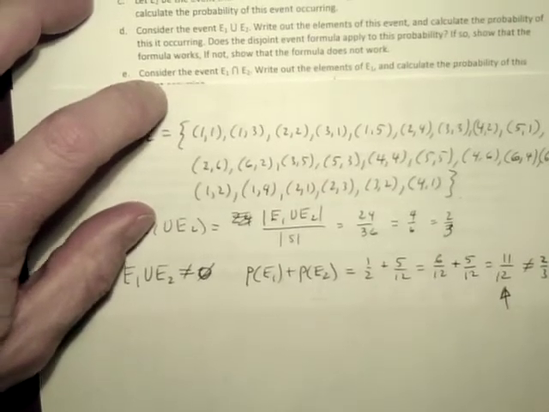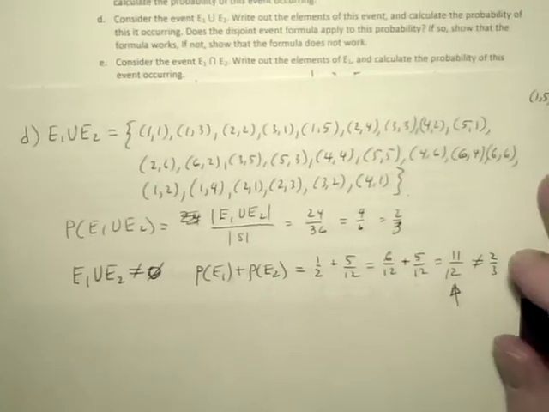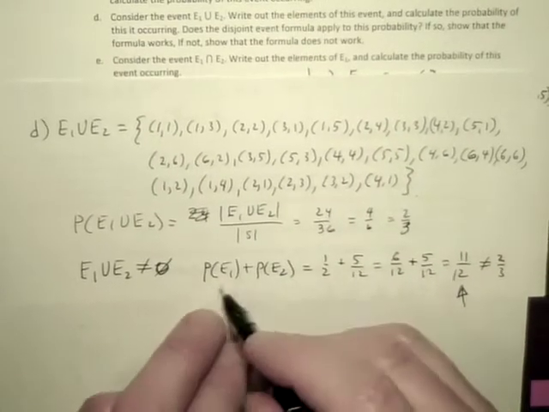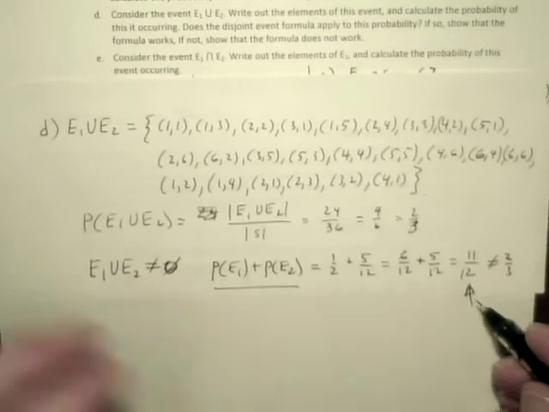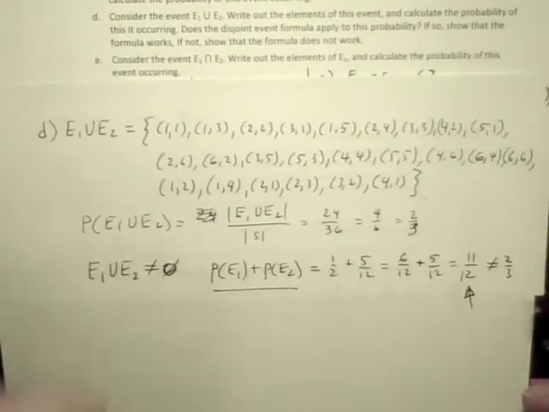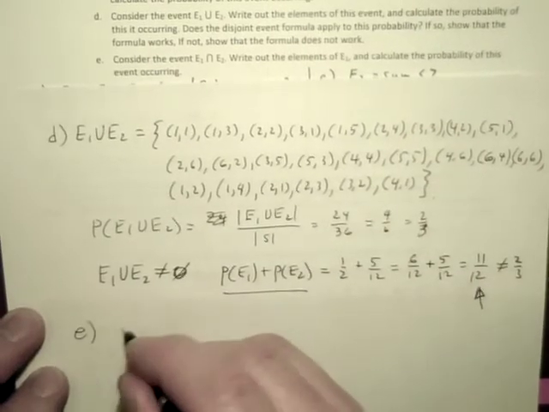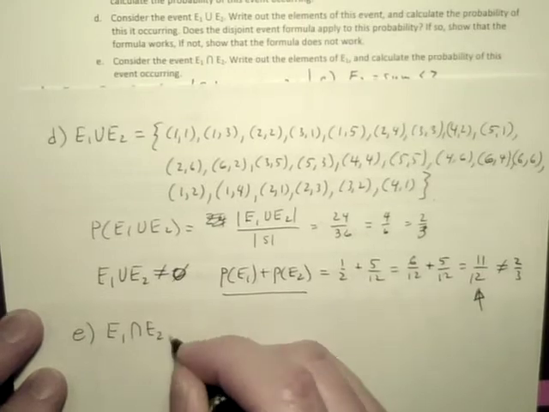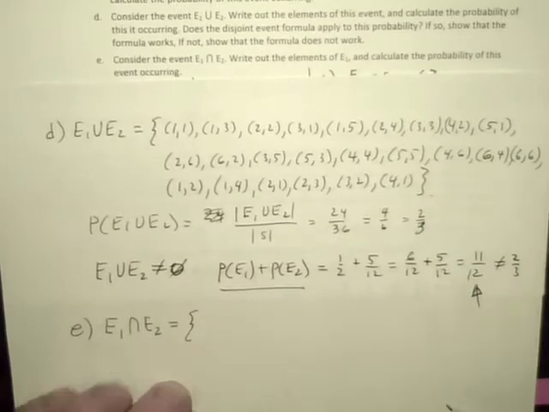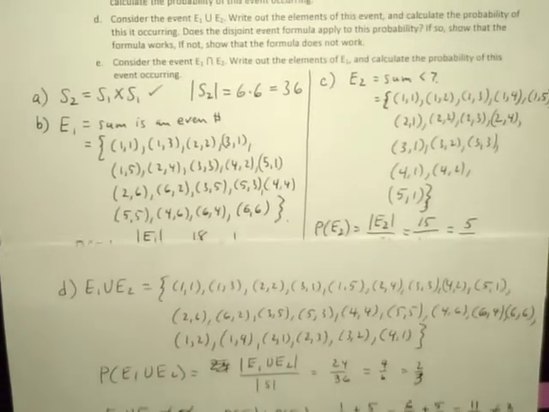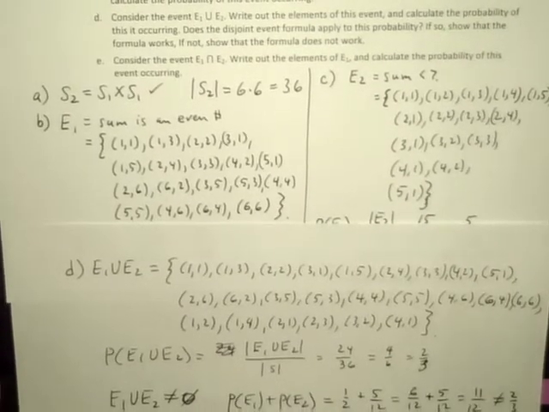Okay, again, just like in the last example, the sum of the probabilities is way too big because of overcounting, because of double counting the elements in the intersection. Finally, consider the event E1 intersection E2. Write out the elements and calculate its probability. Well, it's all those in E2 that are also in E1. So it's those in E2 which have an even sum.